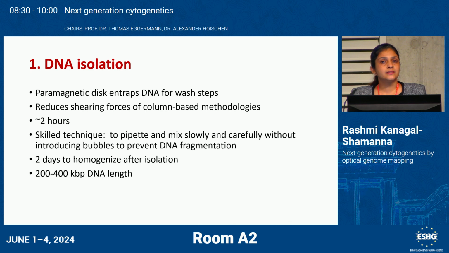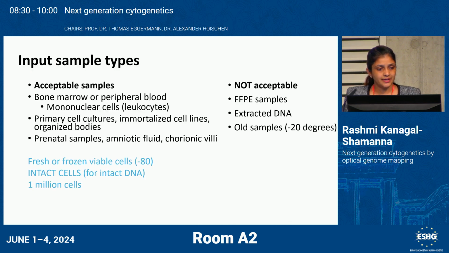It is important to note that there is a special skill required to extract the DNA. It can be done. It's just a matter of a learning curve if you're used to extracting DNA for other technologies routinely. It is especially important when pipetting. It has to be slow and carefully done, so there is no introduction of bubbles that might break the DNA apart. Overall, on average, about 300 kilobase pair DNA is obtained.